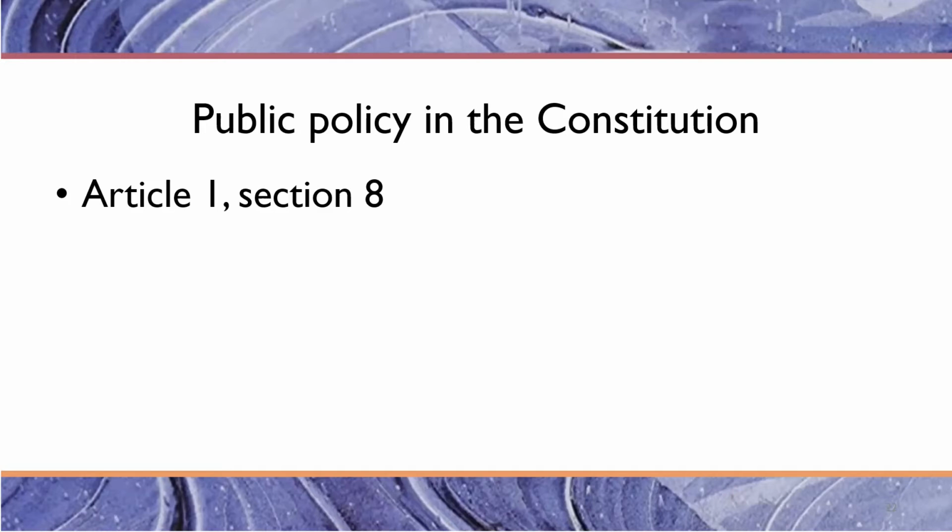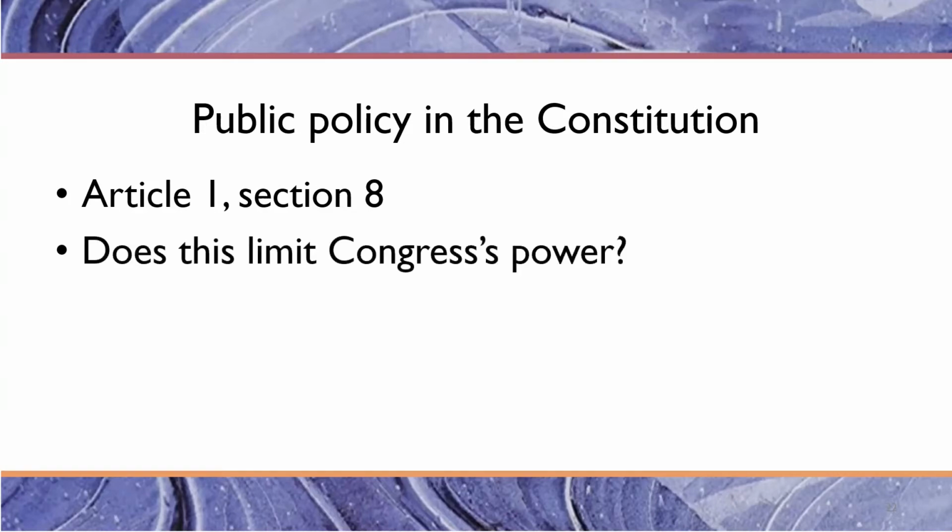But the big question on Article 1, Section 8, listing all the things that Congress has the power to do, and in particular, Article 1, Section 8, Clause 3, gives the power to Congress to regulate commerce with foreign nations and among the several states and with the Indian tribes. That's really central to a lot of federal policy making. But does this limit Congress's power? In other words, does Congress only have the powers listed in Article 1, Section 8?